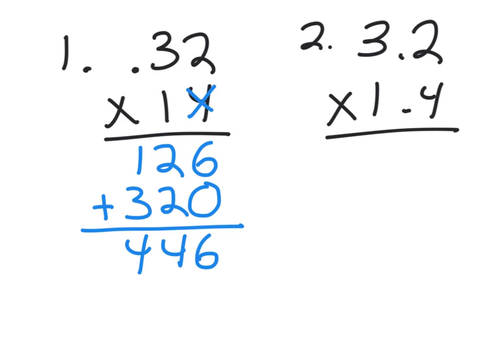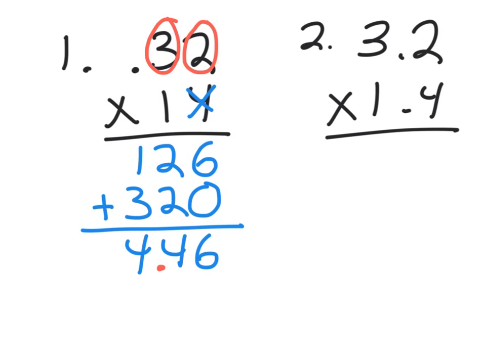Okay, now multiplying that without the decimals, you're going to see what I'm going to be able to do in problem number 2 as my shortcut. Now in this problem, I have no numbers after the decimal in the bottom number, and I have 2 decimals in the top number, so I need 2 decimals in my answer. My answer is 4 and 46 hundredths.